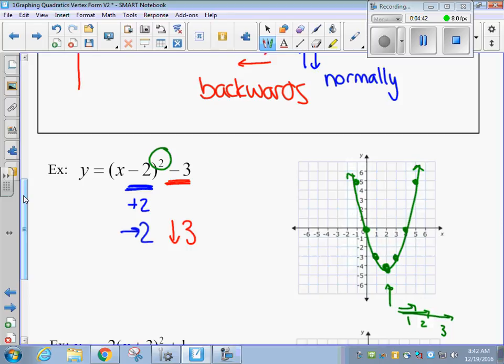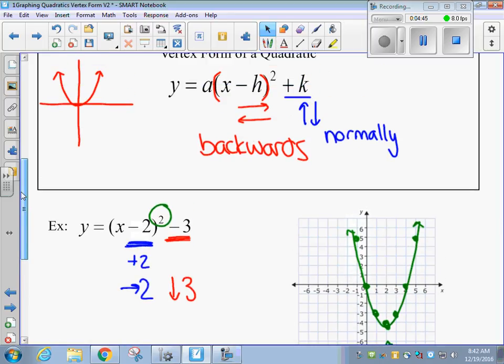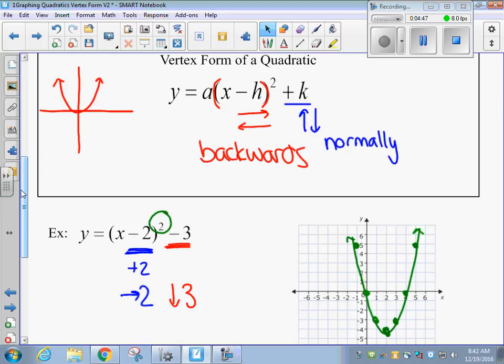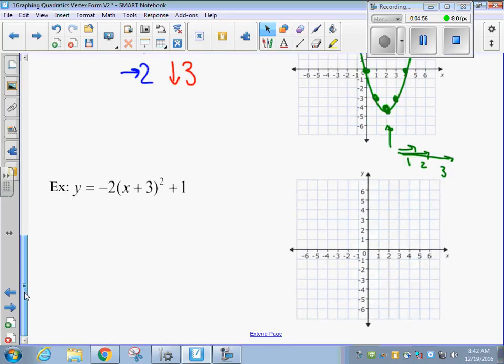All right, now I said in this formula, we're going to skip the A, but we're going to come back to A now. Okay? So let's go ahead and look at an example to see what A does. All right, so in this example, everything is the same until we get to the A. So a positive 3 inside is like a negative 3. So this means we're going to shift to the left 3. This positive 1 right here is outside, so it's normal. We're going to go up 1. So those are our two transformations. And we can graph our vertex at the point negative 3, positive 1.